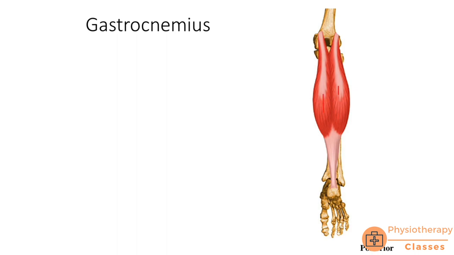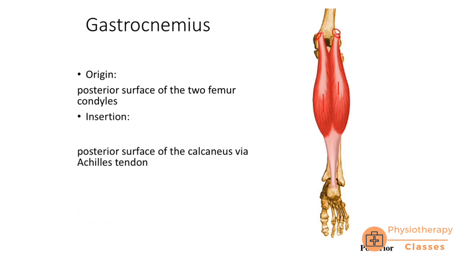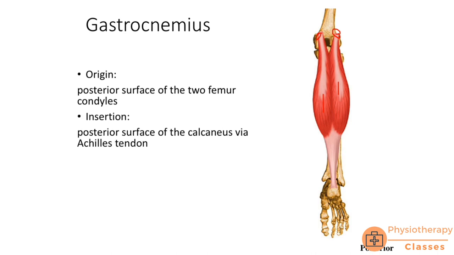You can see the picture here, two bellies, the medial and the lateral. It originates from the posterior surface of the two femur condyles. You can see here, it originates from the two femur condyles and it gets inserted to the posterior surface of the calcaneus via Achilles tendon.